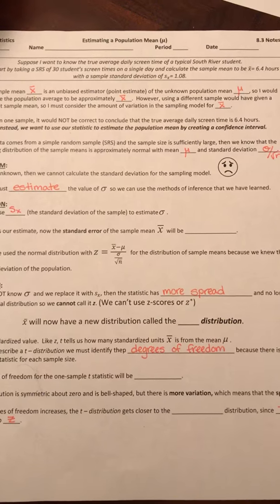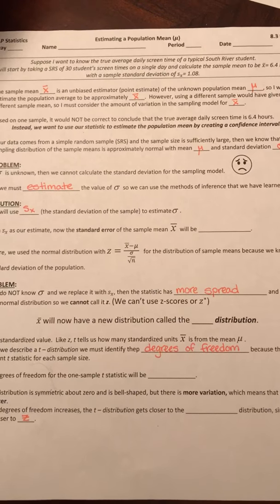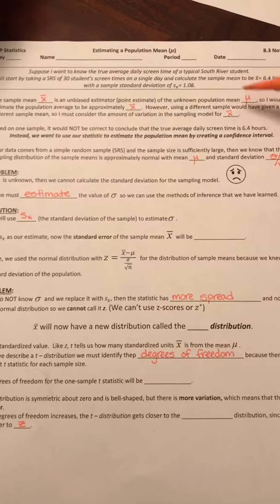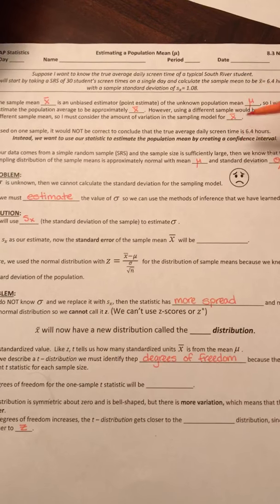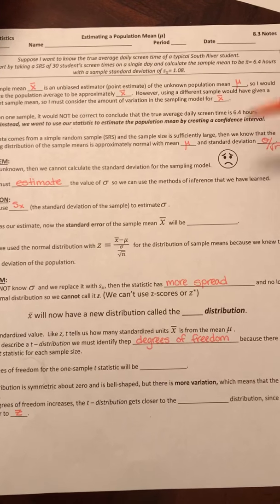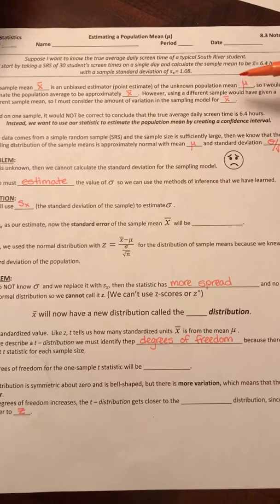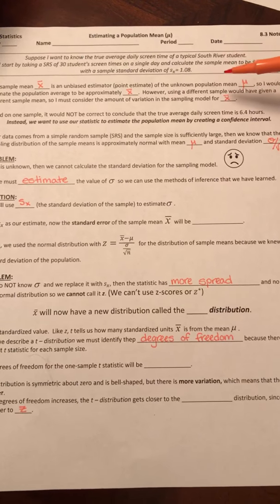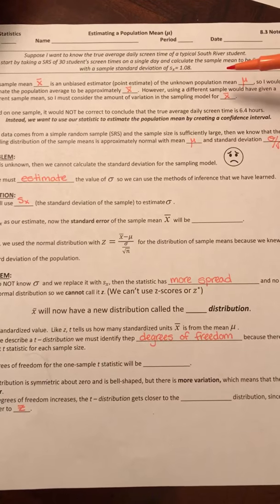Hi everybody. We are going to estimate population means by creating a confidence interval. These notes are going to follow the exact same format as what we did with proportions, except we're going to use means instead of proportions. Our scenario is we want to estimate the true average daily screen time for a typical South River student.